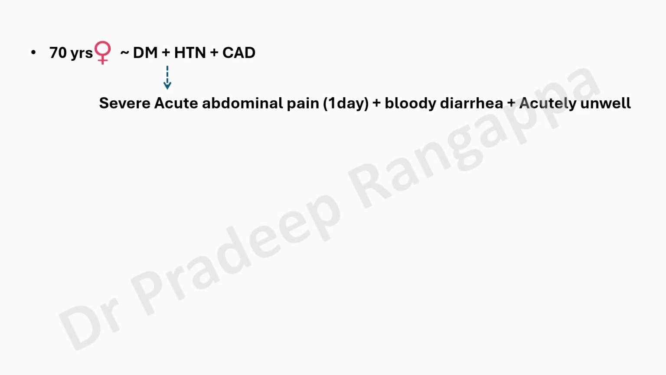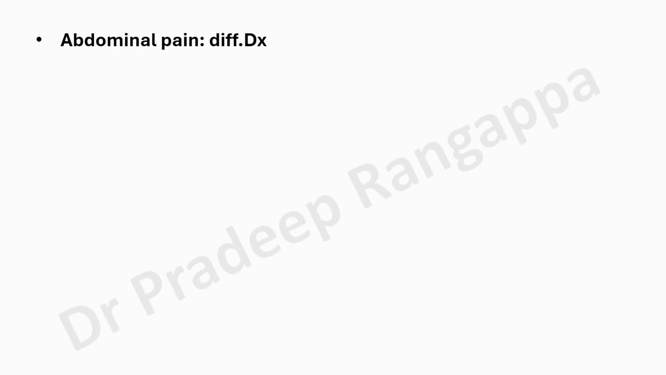So this was a 70-year-old female, diabetic, with hypertension and coronary artery disease. She came with severe acute abdominal pain of 1 day with bloody diarrhea and being acutely unwell. So the question one should ask oneself is, what are the differential diagnoses when someone comes with this situation?